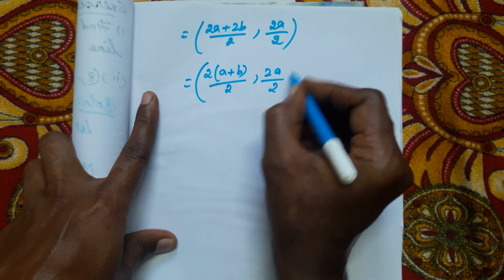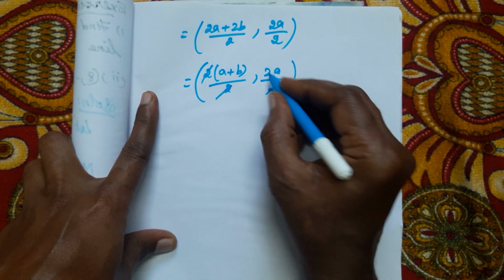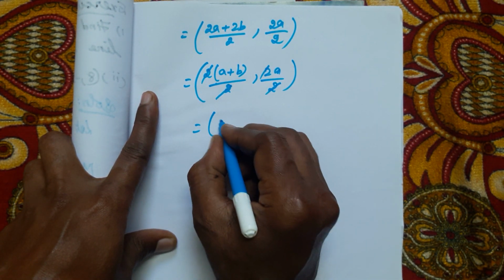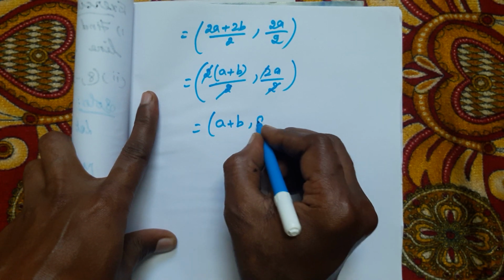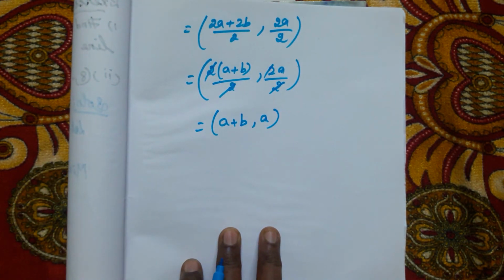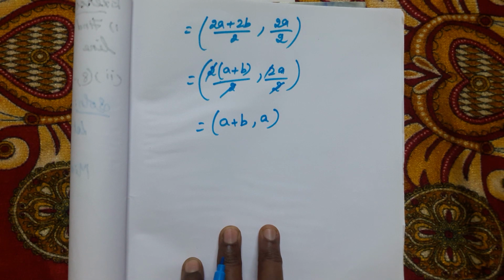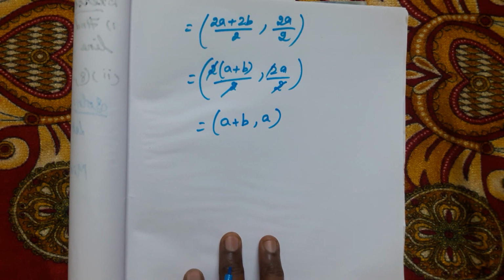2a by 2, the 2 cancels. Here it is equal to a plus b comma a. It is the midpoint. What is the midpoint? A plus b comma a. Clear? Any doubt in here?